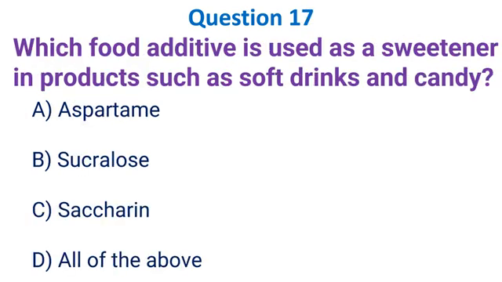Question number 17. Which food additive is used as a sweetener in products such as soft drinks and candy? Options are option A aspartame, option B sucralose, option C saccharin, option D all of the above. Correct answer is option C saccharin.